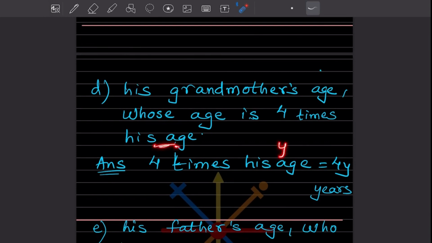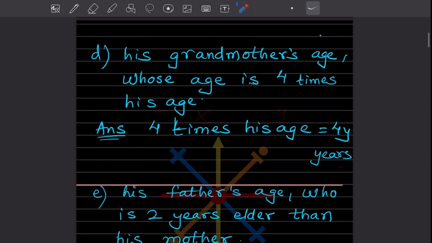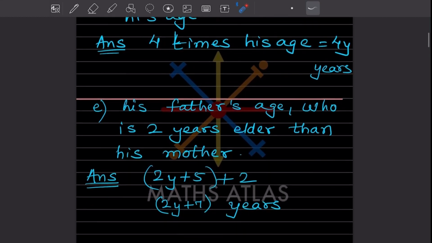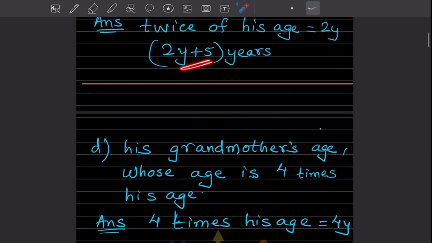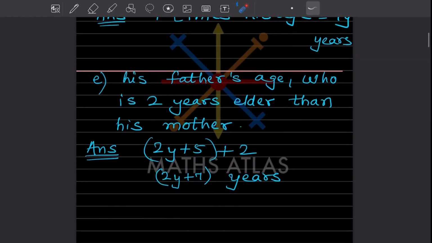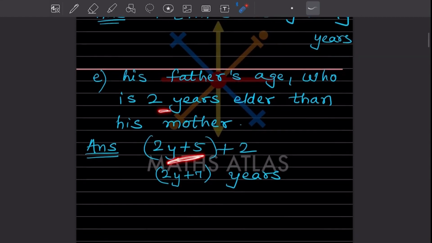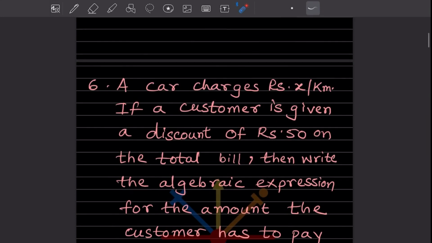Hope you got it. Now his grandmother's age, whose age is 4 times his age. You know his age is Y. 4 times means you are going to multiply. So 4Y years. Next question says that his father's age, who is 2 years elder than his mother. Mother is here 2Y plus 5. Okay. And father is 2 years elder. So you are going to add 2. But then this is not a final answer. 2Y and this plus 5 plus 2 is going to be plus 7. So 2Y plus 7 is the final answer.